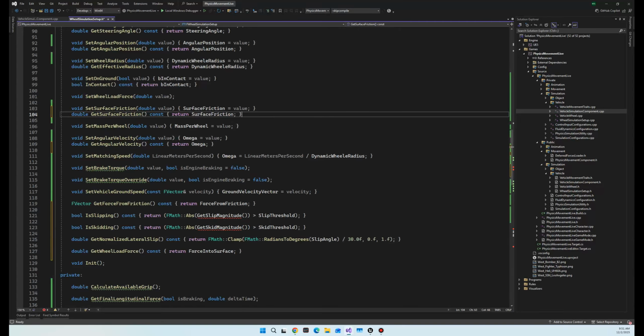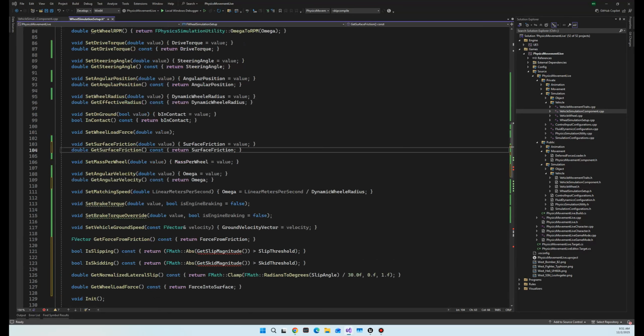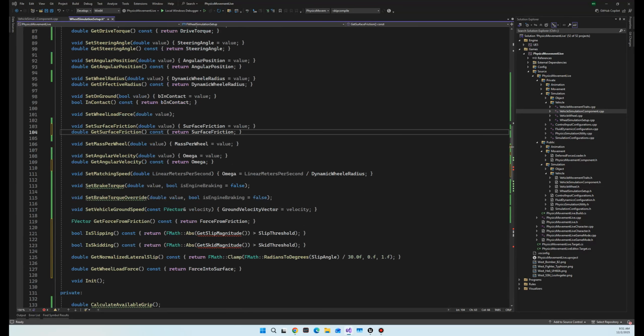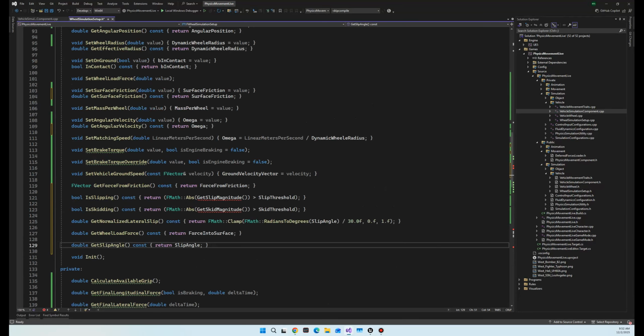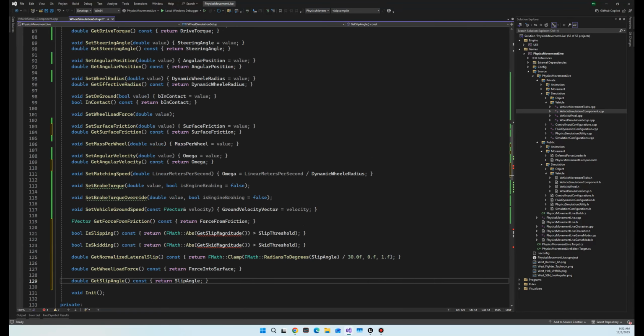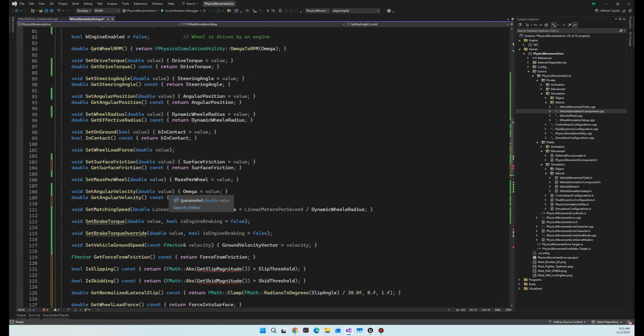And then as you can see here, we also need to be able to, I'm going to create two getters for slip angle. Do I have a set slip angle yet? Don't think so. We're calculating it anyway, so we just need to get the slip angle. Get drive torque. I think we have get drive torque. Yep, so we have a getter and a setter for the drive torque. I think we have a getter and a setter for the braking torque.